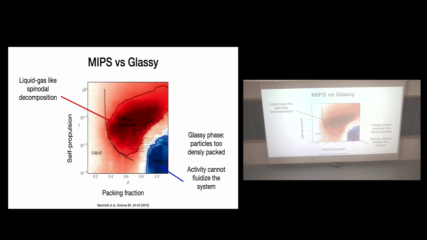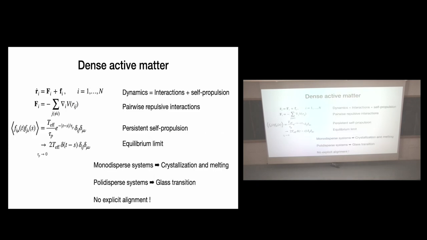And for a precise definition of the axis, you can look at the paper. And so what people have done is start studying dense active matter to see how activity affects the glassy transition. To do this, you do exactly what Silke has shown before.